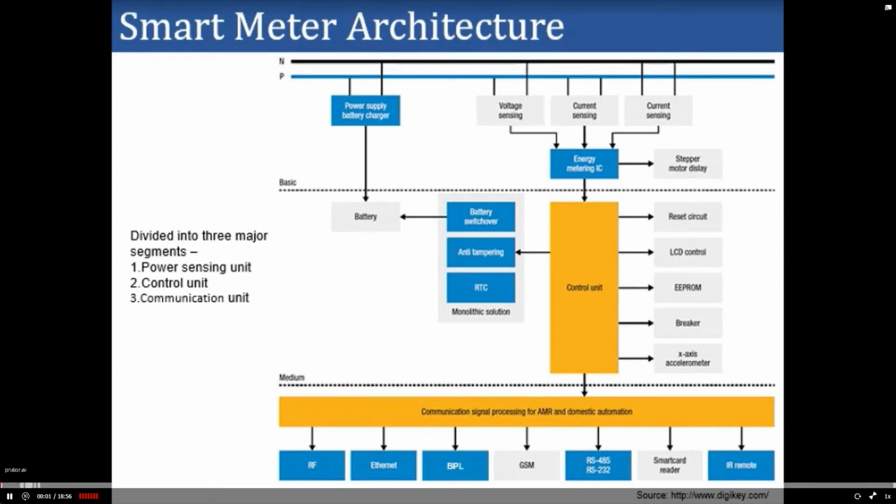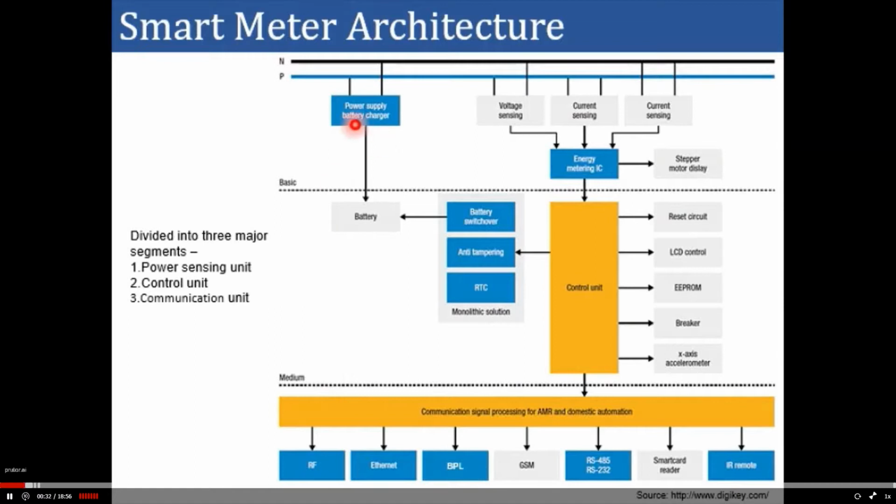Now let us see the smart meter architecture. The smart meter architecture is divided into three major blocks. One is power sensing unit, second is control unit, and third is communication unit. So this section comprises the power sensing unit. This section is mainly the control unit, and then the last one is the communication unit.